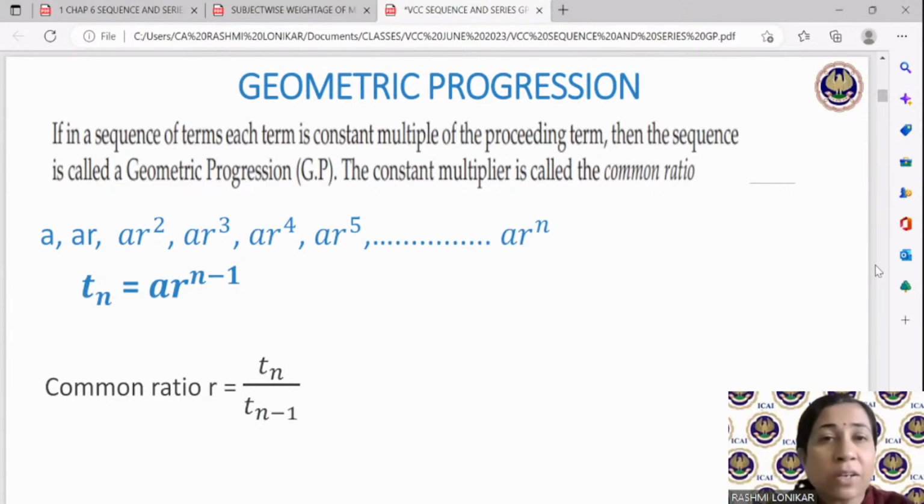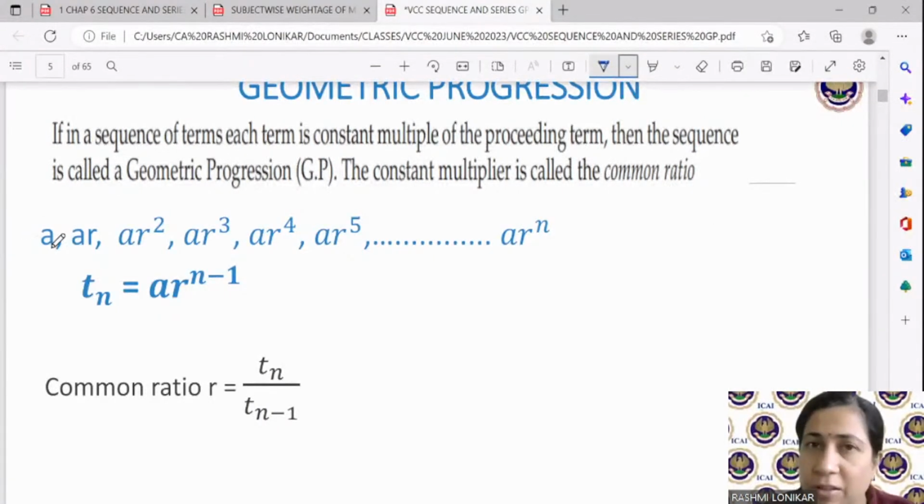Okay. Now, when we are talking about GP, we say a sequence of numbers is called a GP when the ratio is the same. That is, third term divided by second term is equal to second term divided by first term is equal to fifth term divided by fourth term, and so on. So that the ratio is the same. And how do I represent it? I represent it by A, which is the first term. What is A? A is the first term. What is R? R is the common ratio.